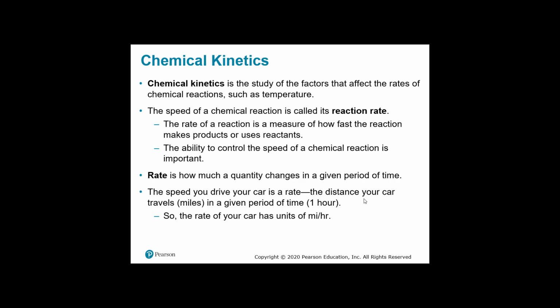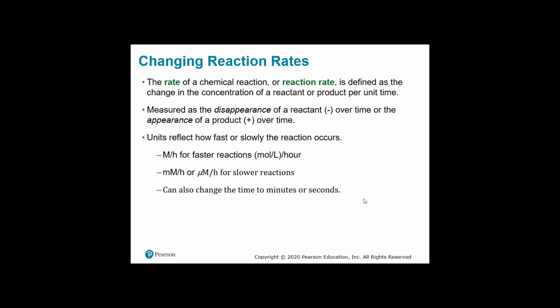Rate is how much a quantity changes in a given period of time. So this is a ratio. If you think about distance over time, miles per hour is a good way to look at that. That's a rate. So the rate of a chemical reaction, or the reaction rate, is defined as the change in concentration of a reactant, or a change in concentration of a product over time. It's measured as the disappearance of a reactant, that's where the negative sign comes in, over time, or the appearance of a product with the plus sign over time.